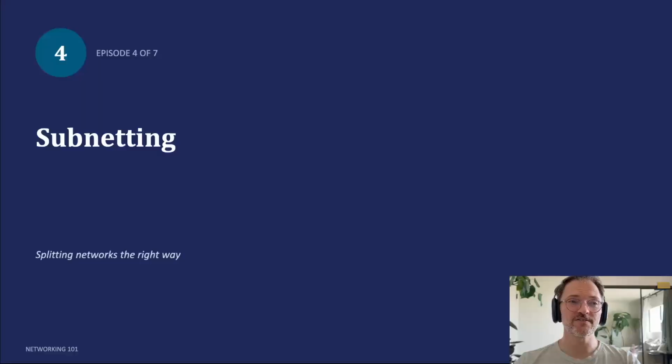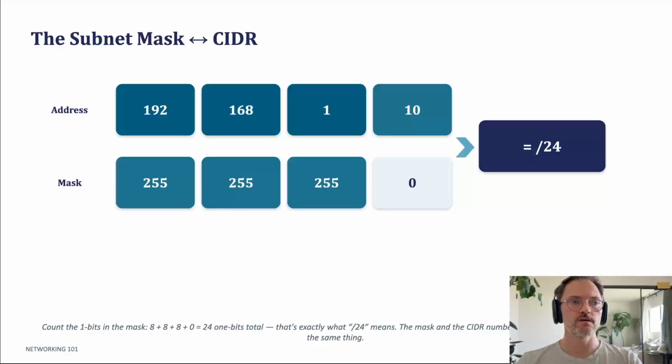In my last episode, we learned that every IP address has a network portion and a host portion, but who decides where that split happens? You do. That's subnetting, and today we learn exactly how that split is decided. A subnet mask is a second number in the same dotted decimal format that marks which bits of the address are network and which are host.